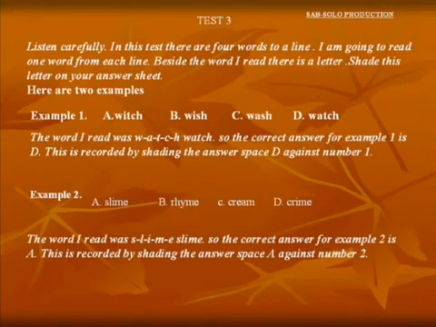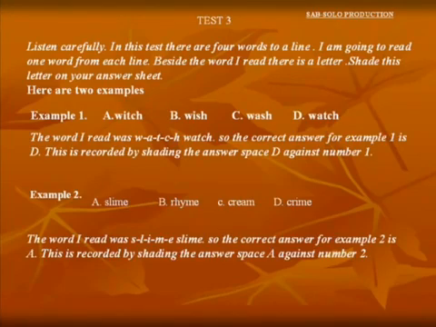Test 3. Listen carefully. In this test, there are 4 words to a line. I'm going to read one word from each line. Beside the word I read, there is a letter. Shade this letter on your answer sheet.